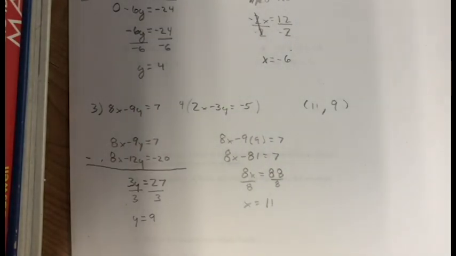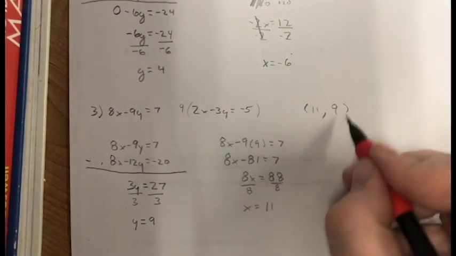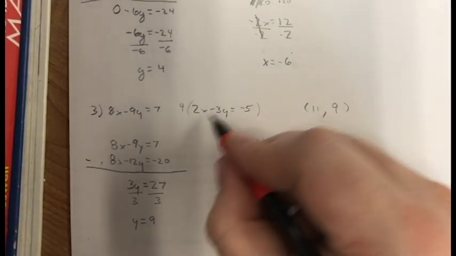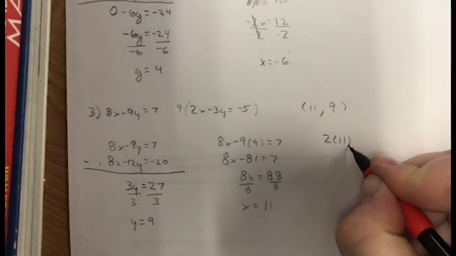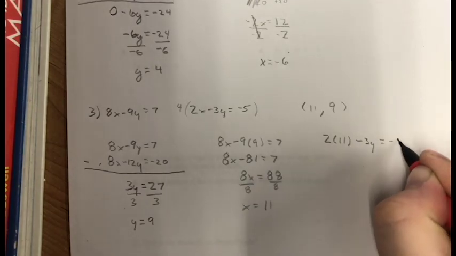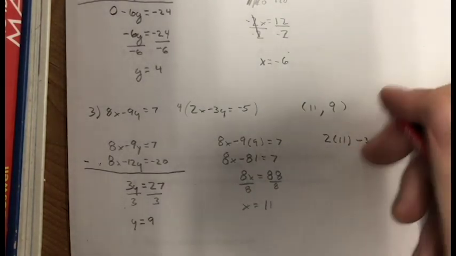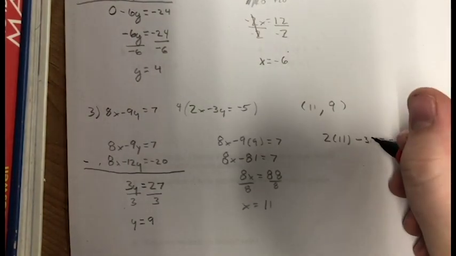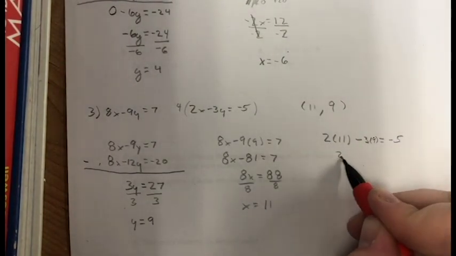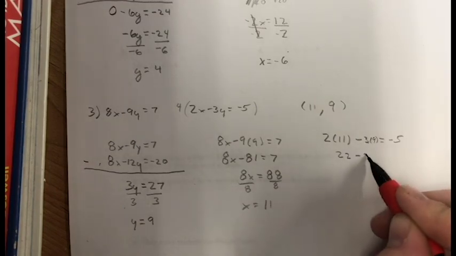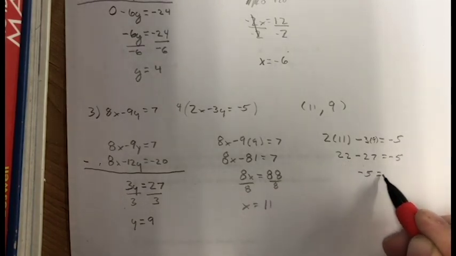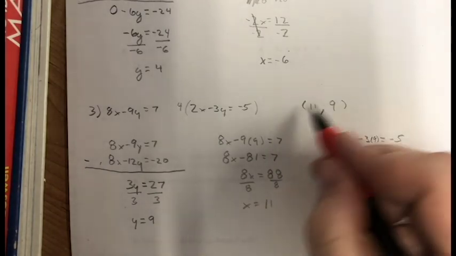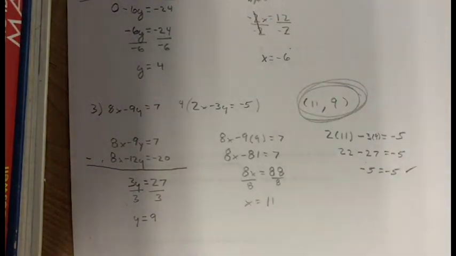All right, now we need to verify that we've got it right. So we need to plug this information back into the second equation, not the one we created, but the original. So we're going to go 2 times 11 minus 3y equals negative 5. So not 3y, but 9, sorry. 3 times 9. 2 times 11 is 22 minus a 27 is equal to negative 5. 22 minus 27 is negative 5, and that indeed does check out. So my correct answer is 11, 9. All right, this is where my line will cross.